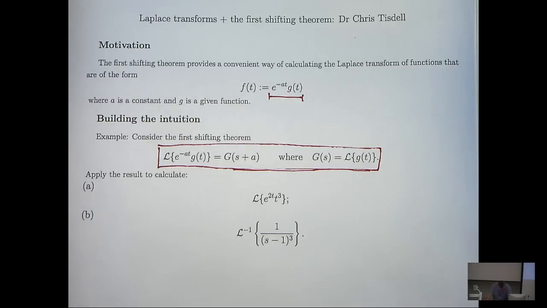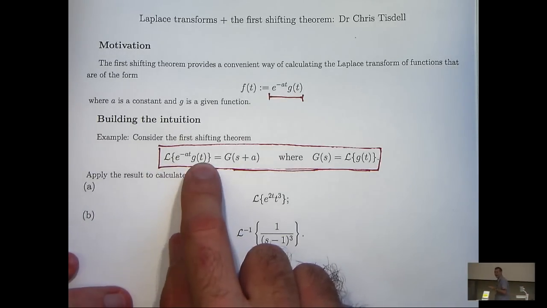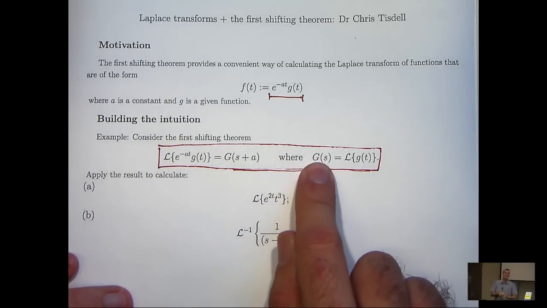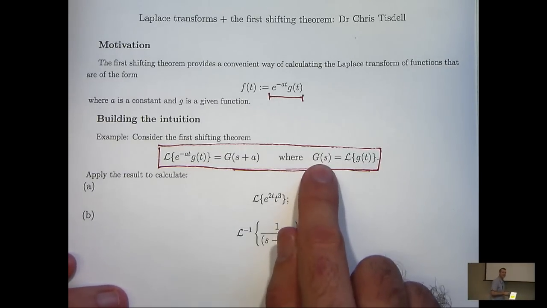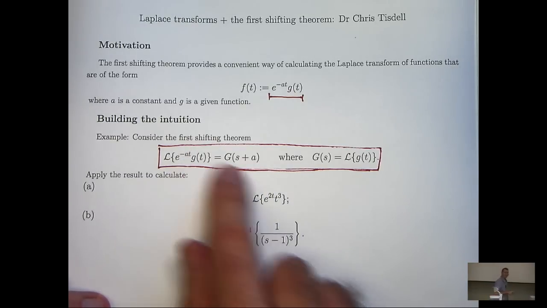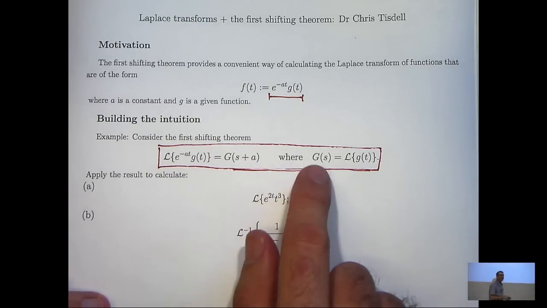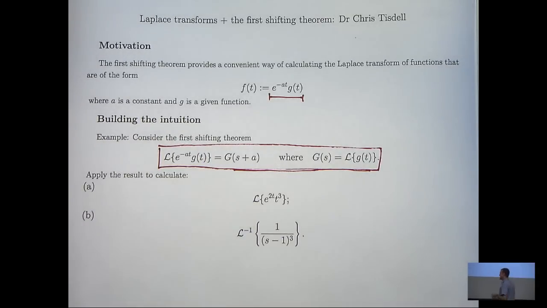Basically the first shifting theorem says that if you take the Laplace transform of a function of this form, and if big G of s is the Laplace transform of little g, then you calculate this and then shift it a units. That's where the shifting in the name comes from. The final answer involves a shift. And you may think, why is it called the first shifting theorem? Well, there is a second shifting theorem that we'll look at. But let's have a look at how to apply the first shifting theorem.